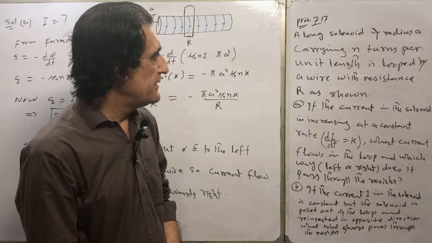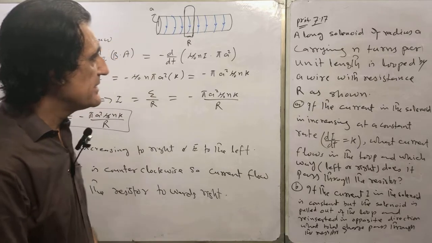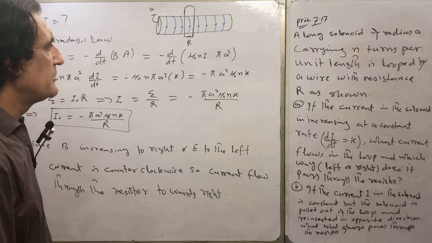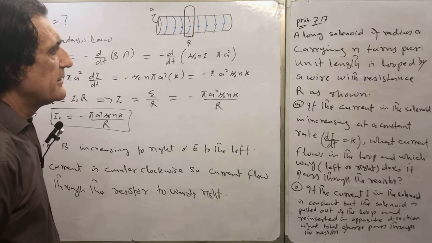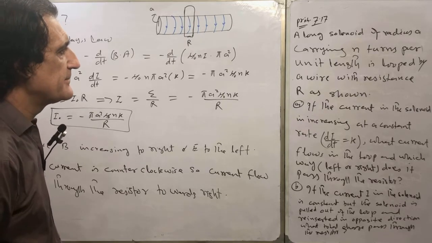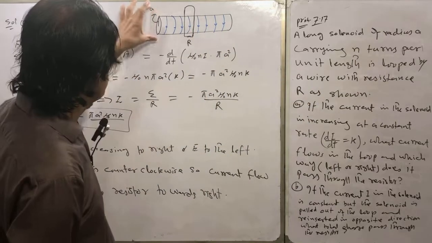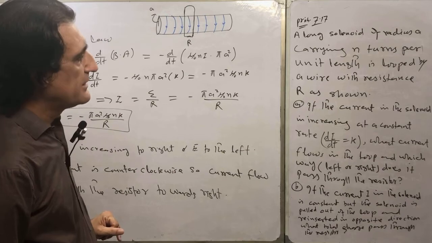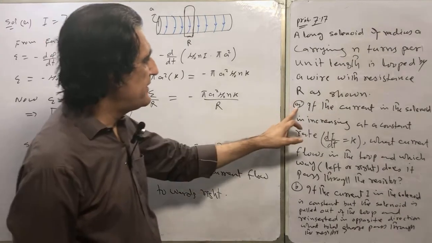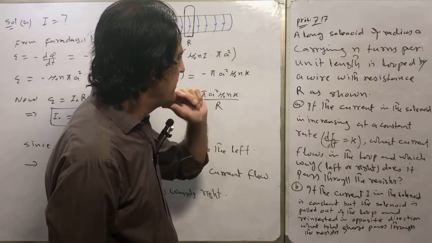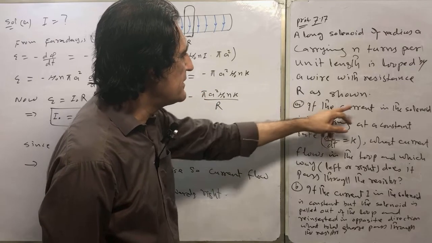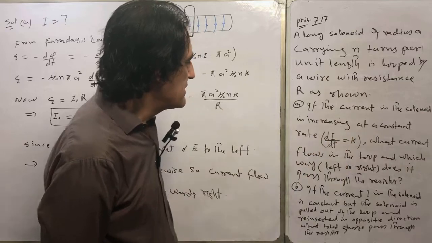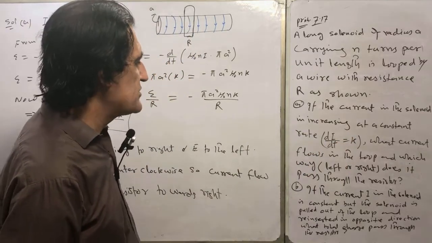7.17. A long solenoid of radius A carrying n turns per unit length is looped by a wire with resistance R as shown. This is the diagram, and this is the resistance. And the first point is, if the current in the solenoid is increasing at a constant rate, what current flows in the loop and which way?